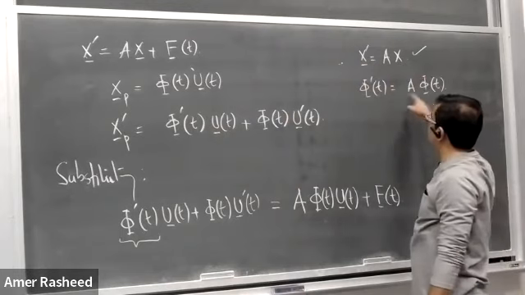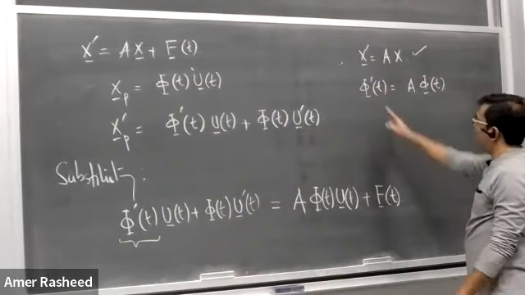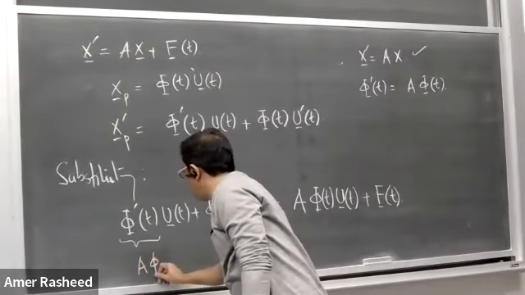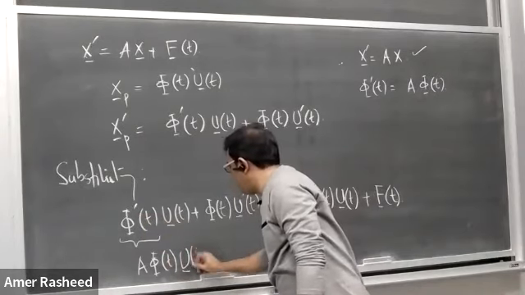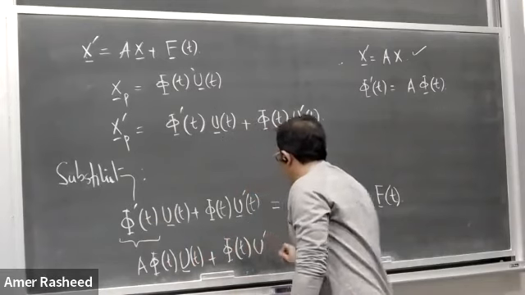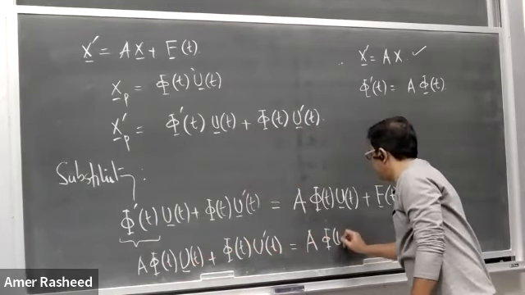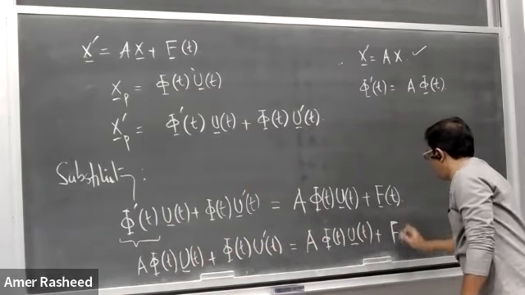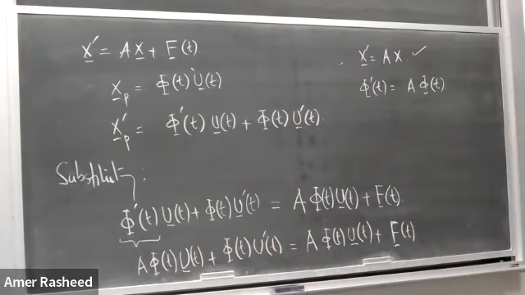Now, using this expression here, phi dash of t is equal to what? A times phi of t. We replace this with this thing, and we get A times phi of t times u of t plus phi of t times u dash of t is equal to A times phi of t times u of t plus f of t. Okay, I hope you get it. If you have any question, you can ask me.